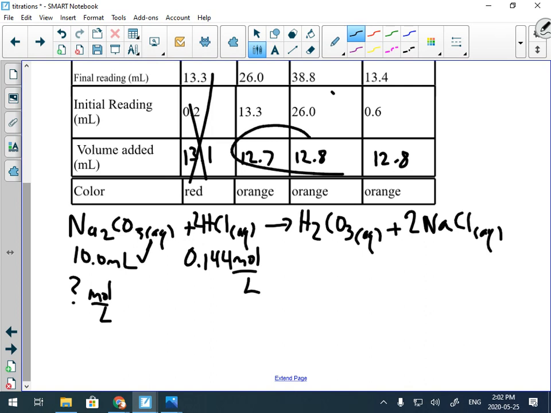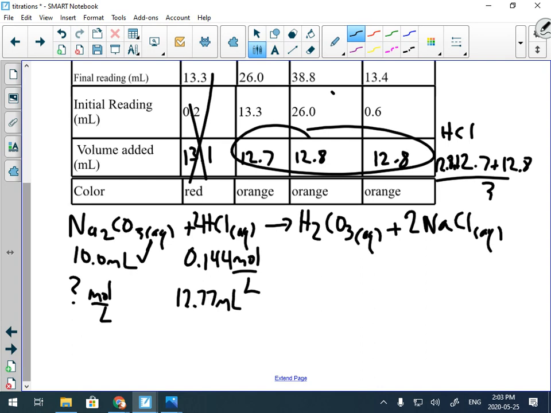Now, all of this table, we already have the volume in the question of this substance. So these good trials are the volume of the HCl. That's what we're titrating it with. So a quick average of these, adding these up and dividing by 3, 12.8 plus 12.8 plus 12.7, divided by 3, gives 12.77 milliliters.